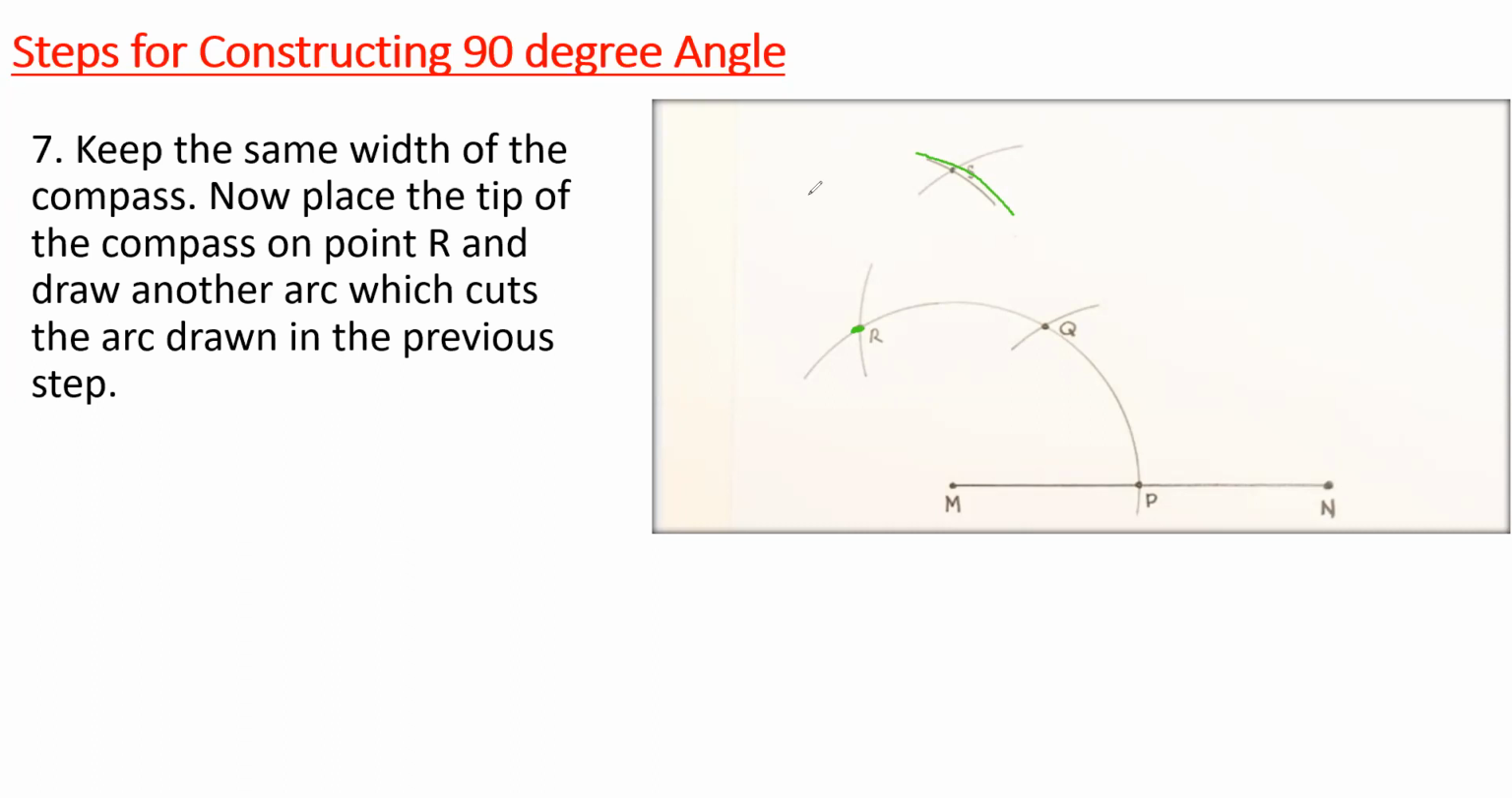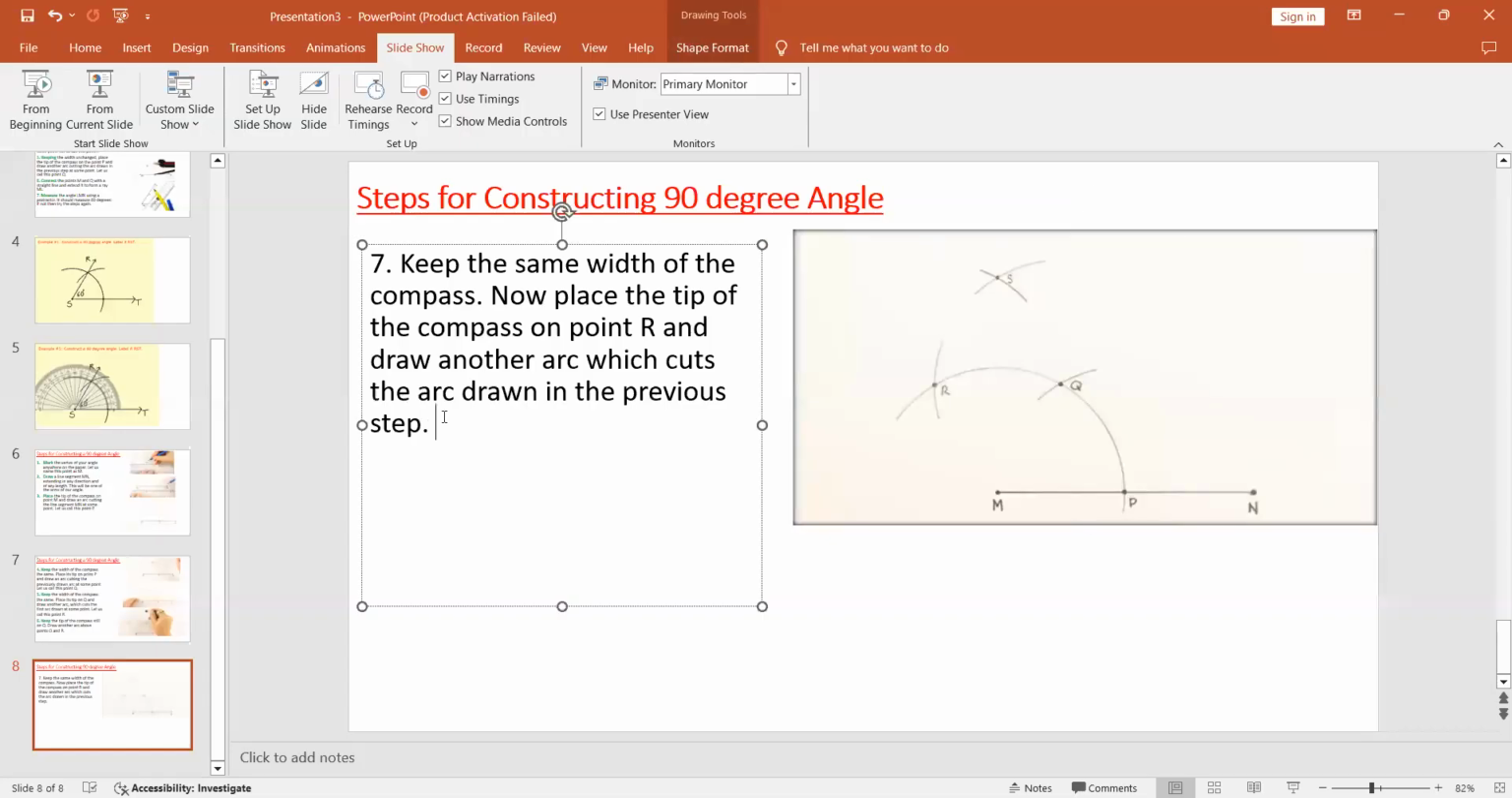Yes, sir. Okay. So we're going to go to point R and then draw an arc. Let me erase what we have. Erase all ink. And then the final step, step number eight, is we're going to connect the points M and S with a straight line.